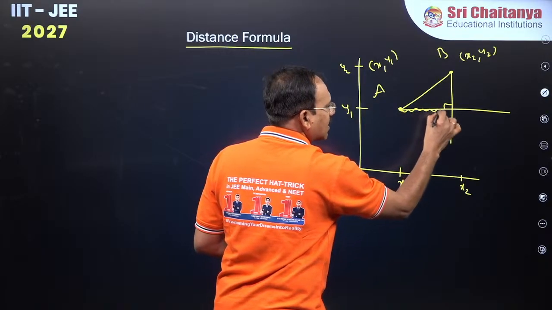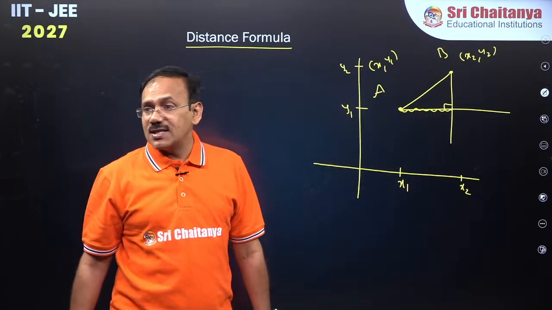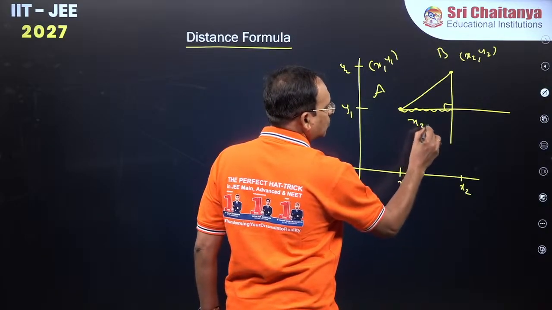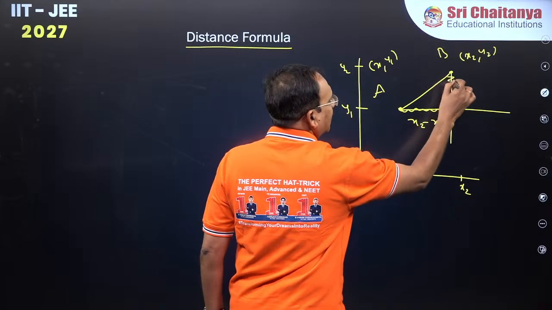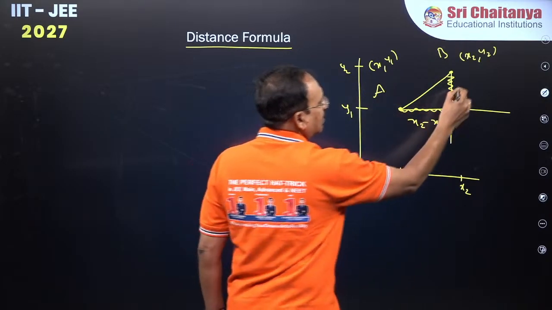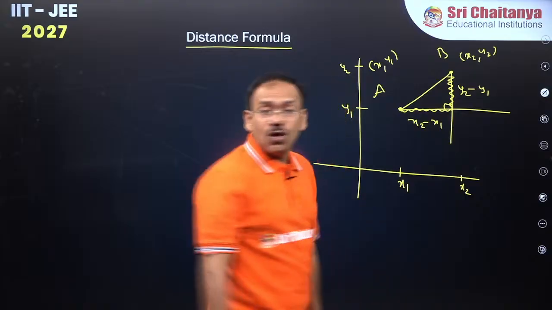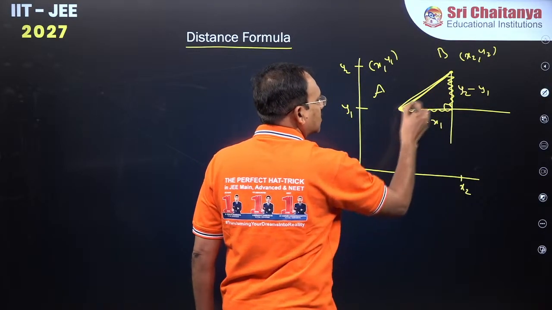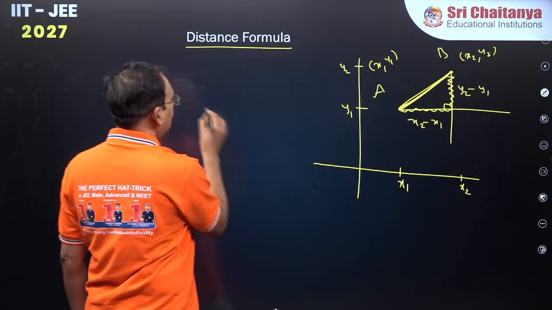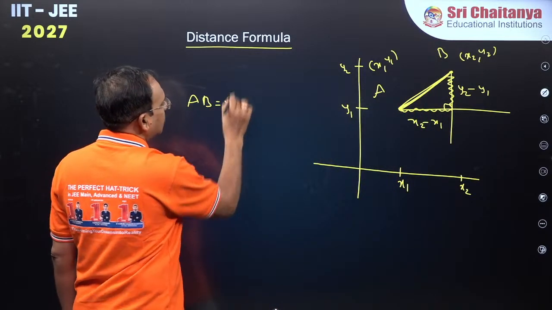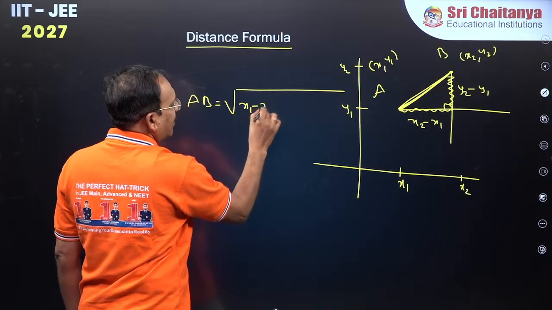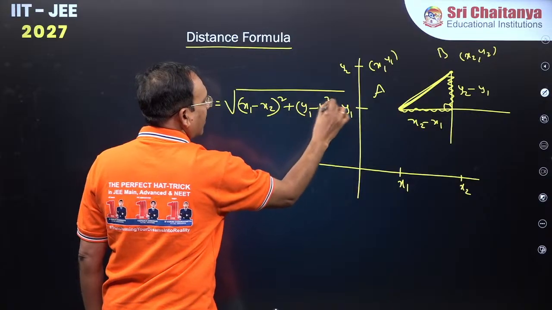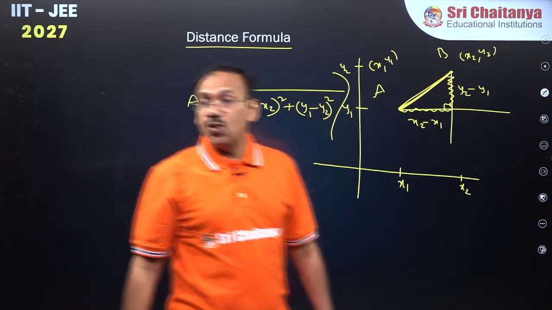What is this distance? Can someone say? This is going to be x2 minus x1. What about this distance? This is nothing but y2 minus y1. So it is a right angle triangle, and you want this distance. By Pythagoras theorem, AB is nothing but the square root of (x1 minus x2) whole square plus (y1 minus y2) whole square. That's all.